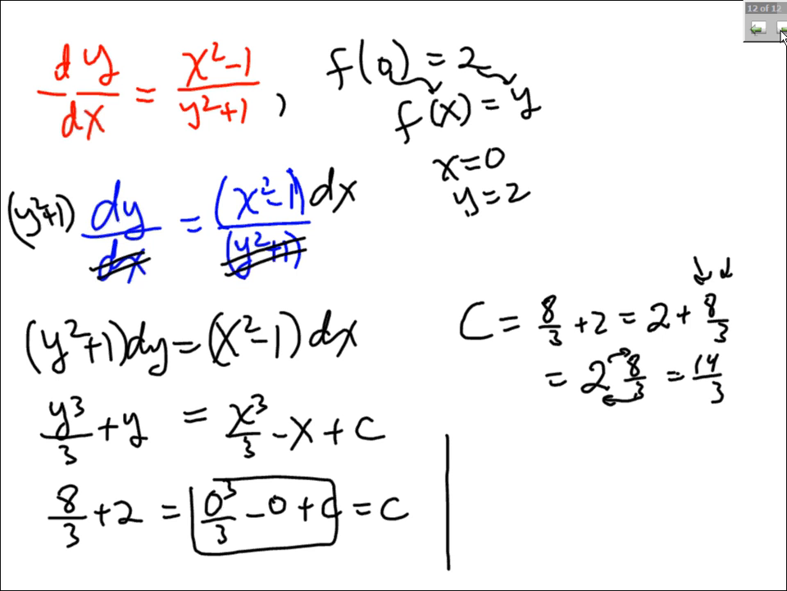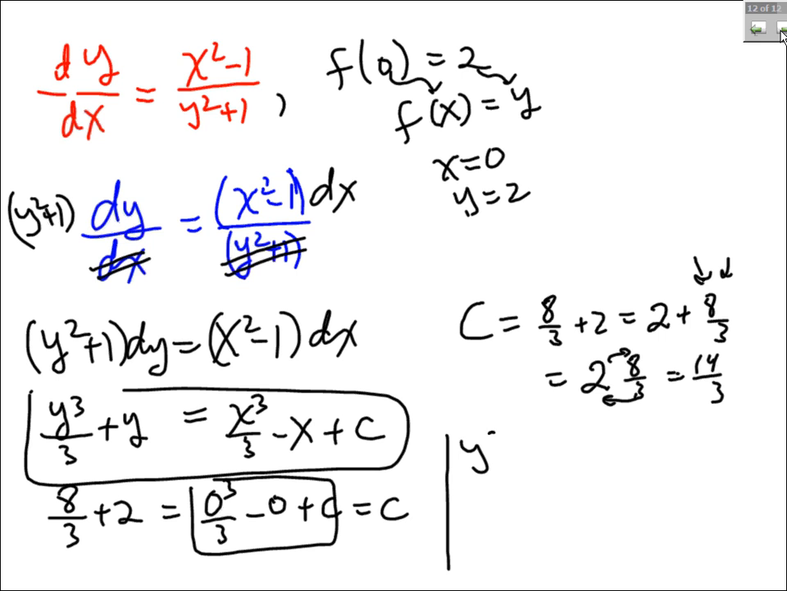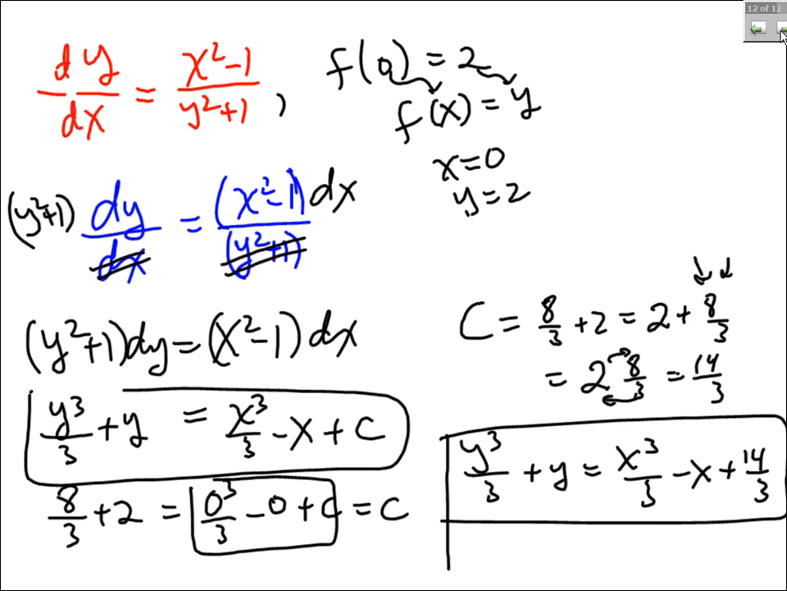So now the answer to this differential equation is y cubed over 3 plus y is x cubed over 3 minus x plus 14/3. And no, you do not have to have x's on one side of the equal sign and y's on the other side. But nonetheless, there's your answer. Let's do one more, folks.